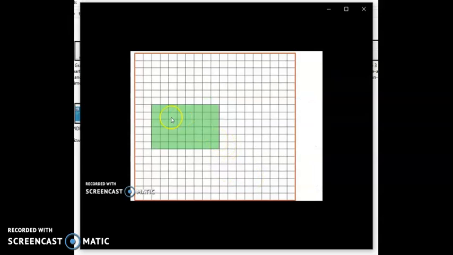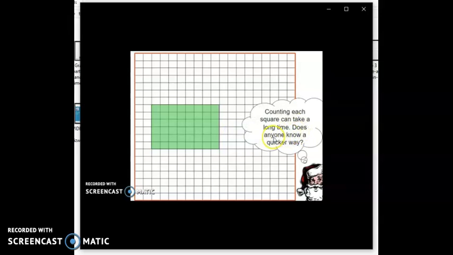Okay. So, what about the area for this one? Counting each square can take a long time. Does anyone know a quicker way? Instead of counting squares one by one, I have to count the number of rows and the number of columns. See, this is 1 row, 2nd row, 3rd row, 4th row, 5th row and 6th row. So in this shape, there are 6 rows.